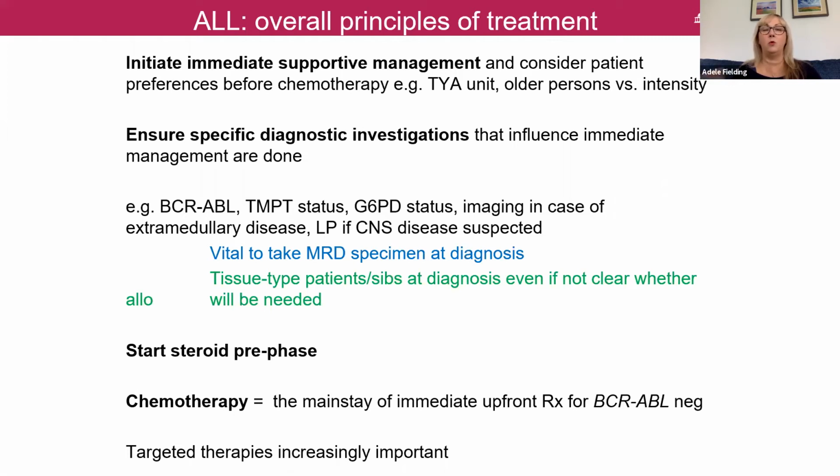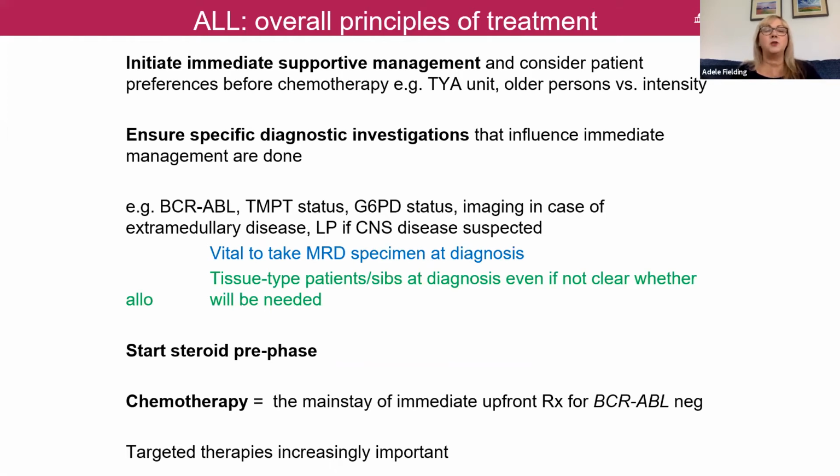And we'll talk a bit more about why we need to think about the central nervous system subsequently. It's also vital to take a specimen for minimal residual disease at diagnosis because, as I explained to you earlier, it's a patient-specific test, and it needs to be done on diagnostic material from the patient's ALL. So even though we're not going to be looking at minimal residual disease at the beginning because the person has maximal disease, it's still vital to take that specimen. So we need to be certain that's done.